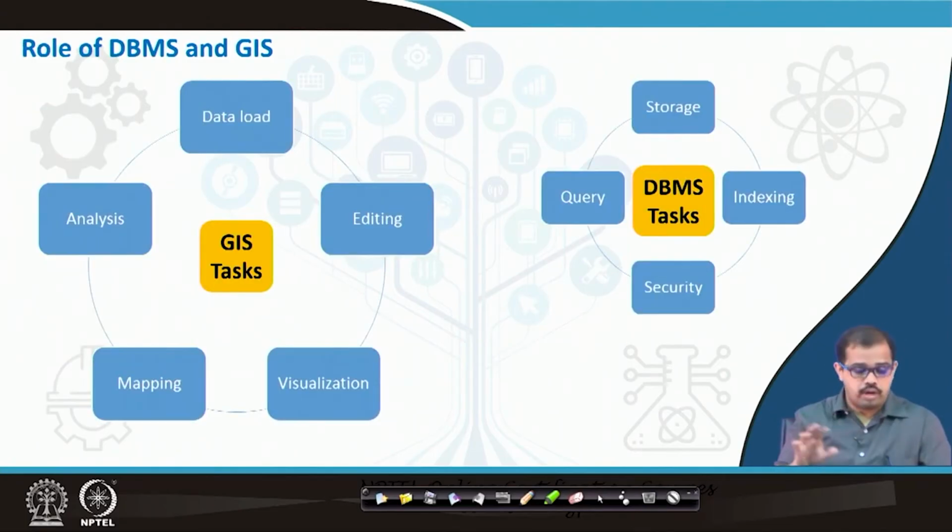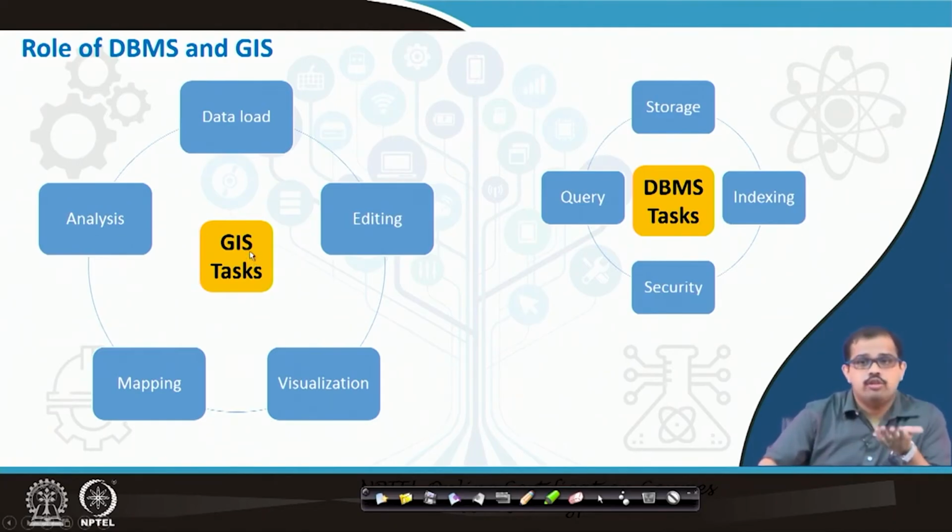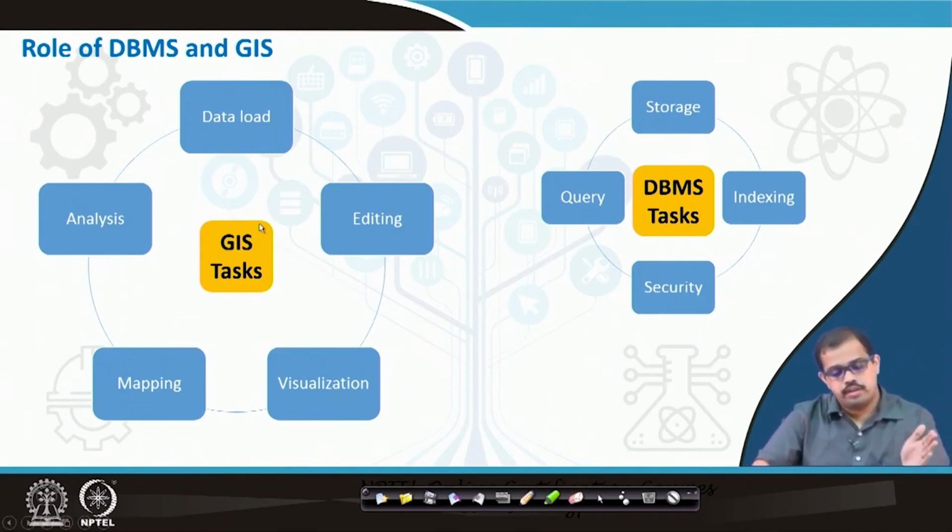So if you have to put in what is the role of a database management system and a GIS, let us take it separately and look at it. If you look at GIS tasks, what is its task? The first thing is loading of data. When you acquire the data, then you load the data. Once you have loaded the data, you edit it or analyze it. Once you have analyzed it, you can visualize it, and finally you will map it. That is how the GIS tasks work.